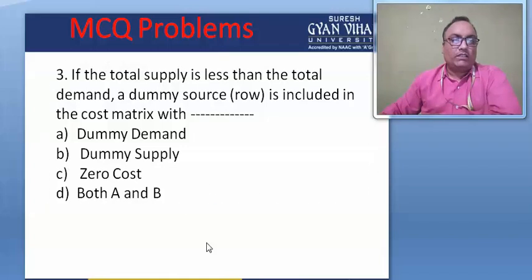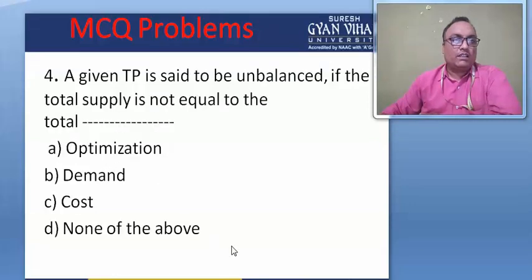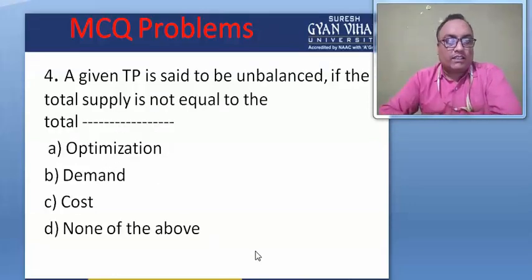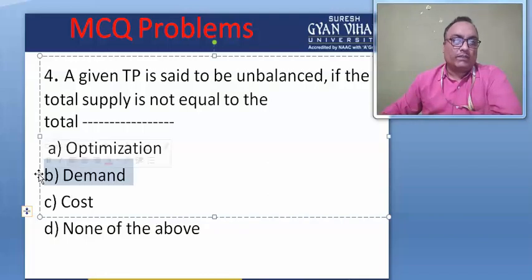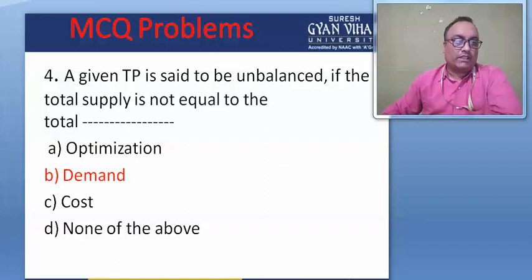Then move to question number 4. A given transportation problem is said to be unbalanced if the total supply is not equal to the total demand. So this is the right answer for this question. And here optimization, cost, and unobservable are all wrong answers, right? And then move to the next problem.